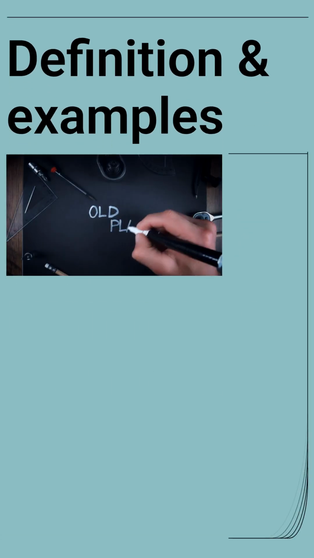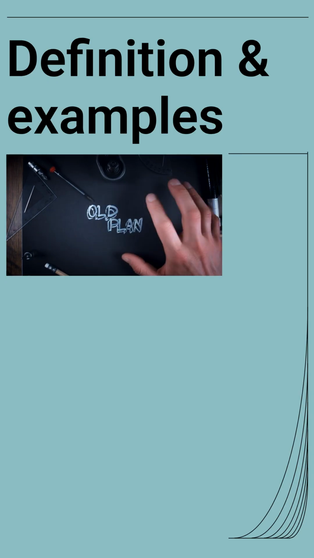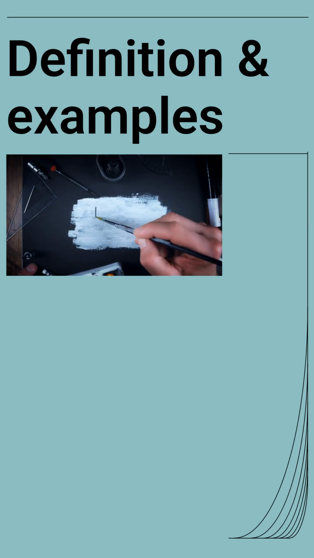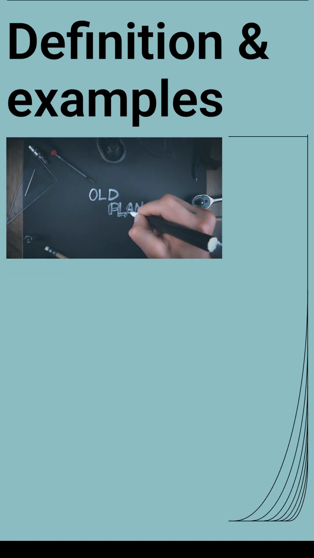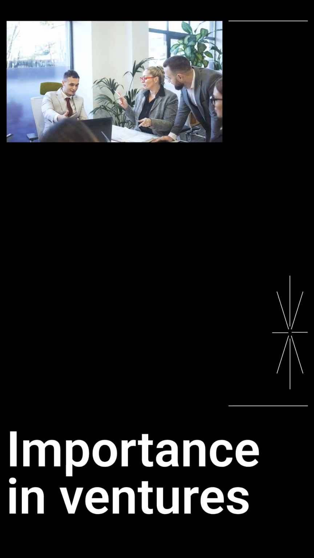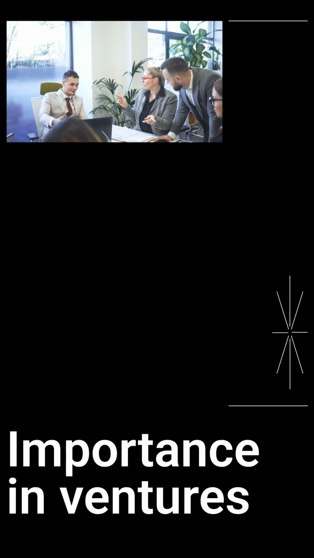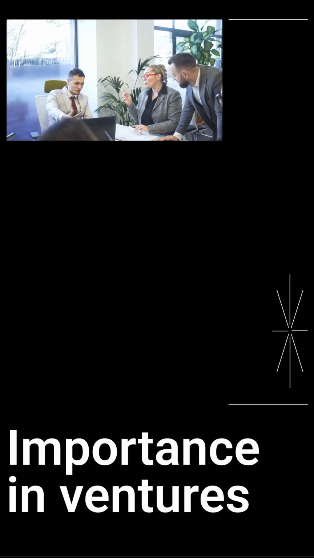Now, let's look at background IP. Background IP, or BIP, is the IP that existed prior to a new project or collaboration. This could include pre-existing patents, software, designs, or trade secrets brought into a new venture. BIP forms the knowledge base upon which new innovations are built. Clearly defining BIP in agreements is essential to avoid future disputes and ensure clarity of ownership.